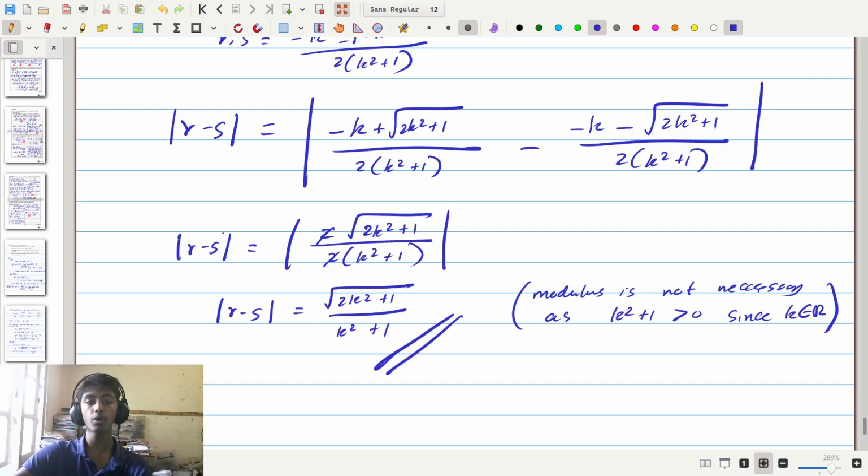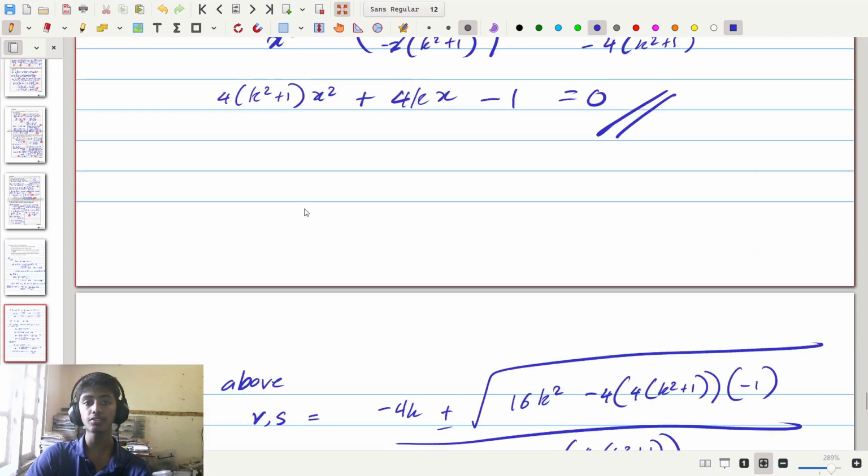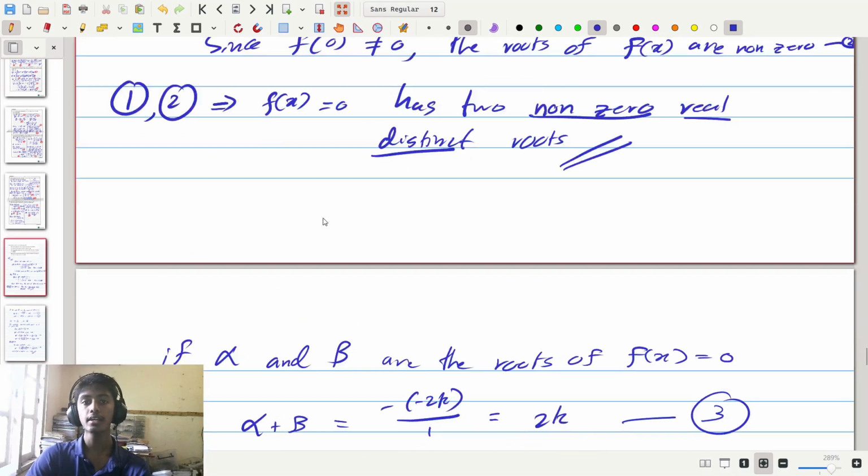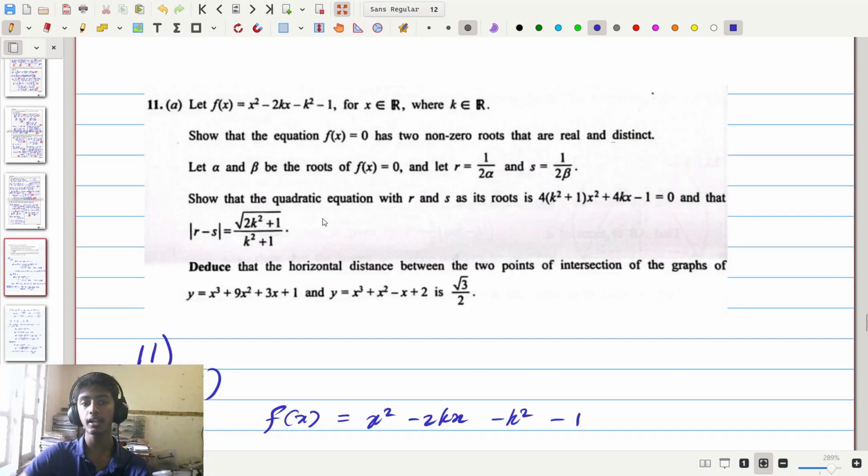So now we have shown that the modulus of r minus s is equal to the expression that they had here. They had, if I remember correctly, the square root of 2k squared plus 1 divided by k squared plus 1. So now we can move on to the final part of the question. The final part of the question is asking us to deduce that the horizontal distance between the 2 points of intersection of this graph and this graph is the square root of 3 divided by 2.